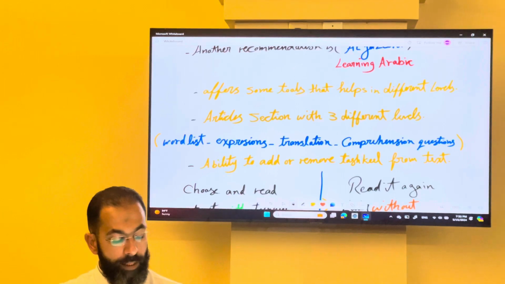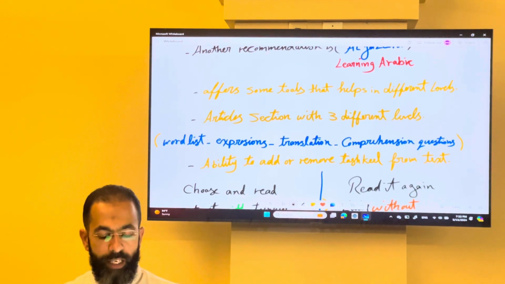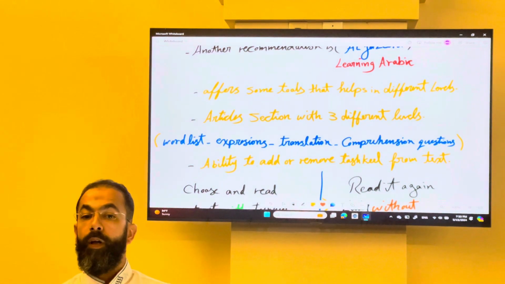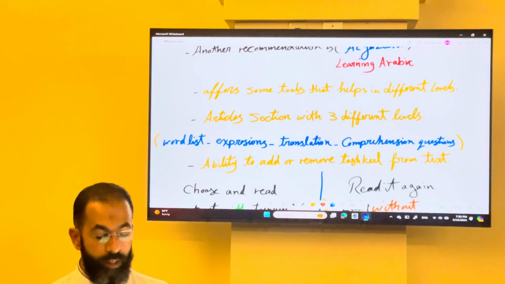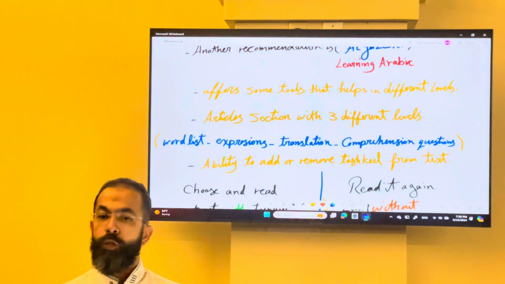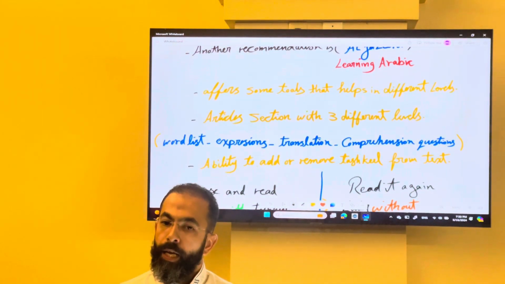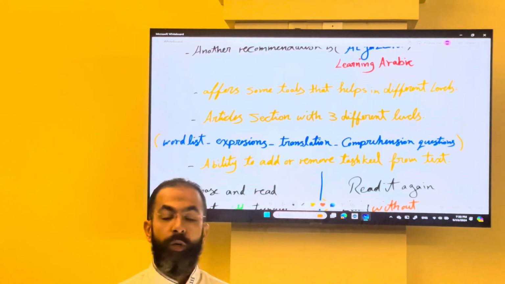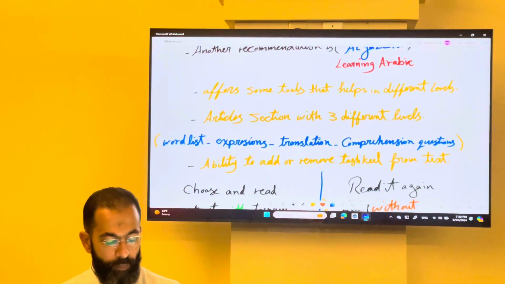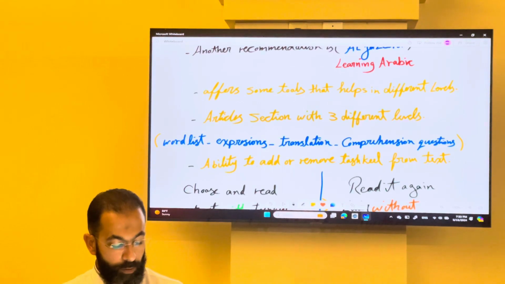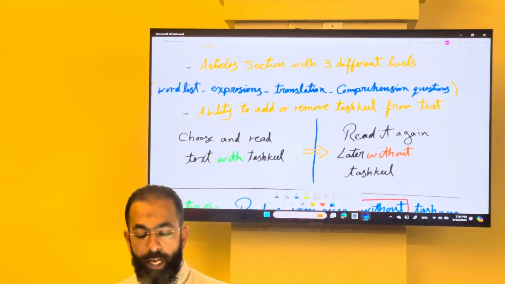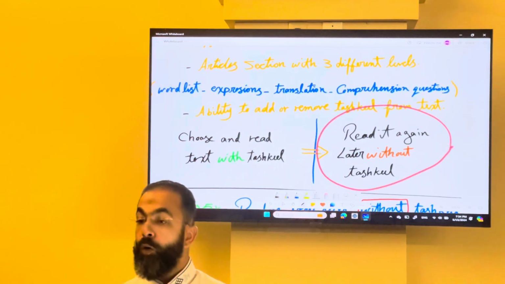It has word lists and expressions, translations, and comprehension questions, in order to know what you understood from the text or from the article. It also has the ability to add or remove tashkeel from the text. So first you can read the text with tashkeel and then hide tashkeel and try yourself to see if you can read the text or not. So we have 2 steps: to choose and read the text with tashkeel, and then to read the same text again later without tashkeel.